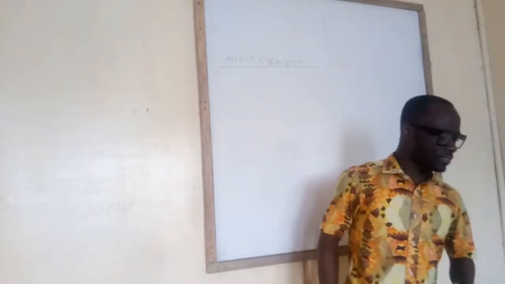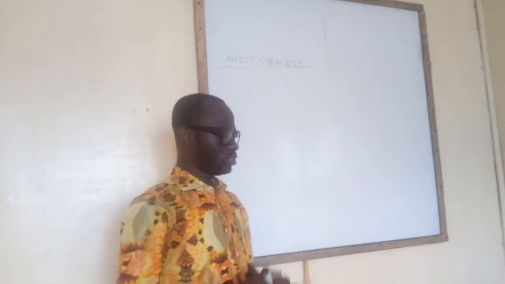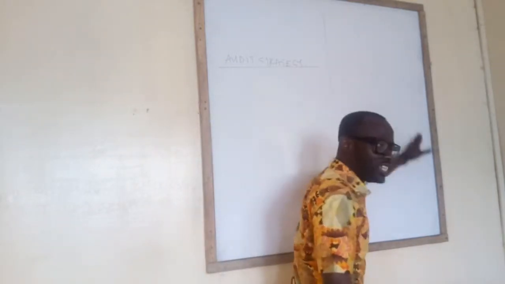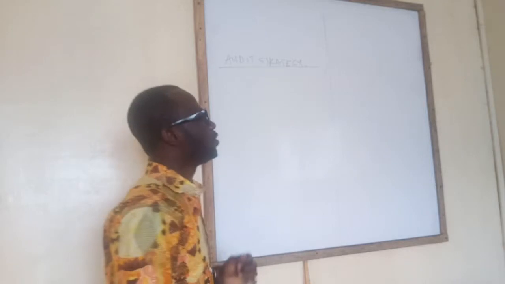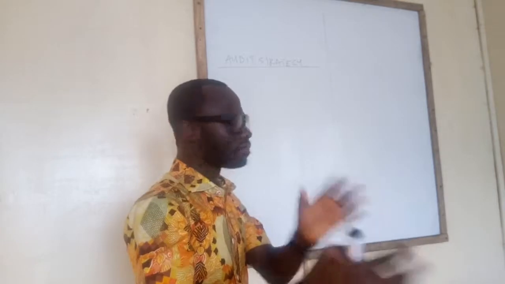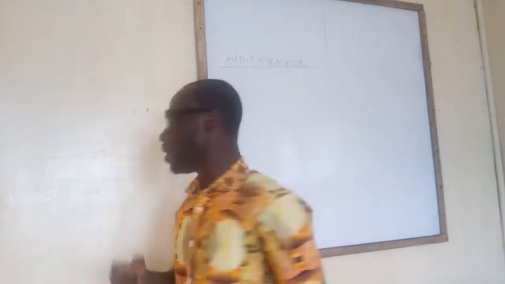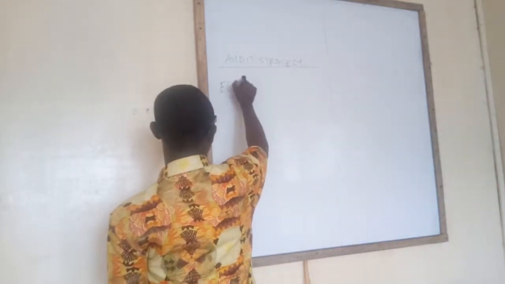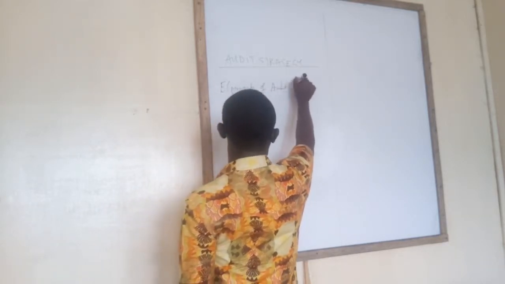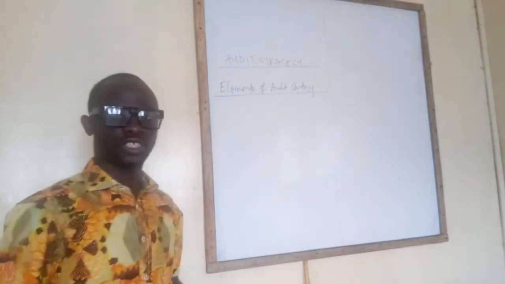So we mentioned that the audit strategy is the overall approach to the audit. Then the audit plan is the detailed procedure for the audit. So we said that the audit planning has two components, the audit strategy and then the audit plan. So we want to now first take the audit strategy and find out about the elements of the audit strategy. So elements of audit strategy.